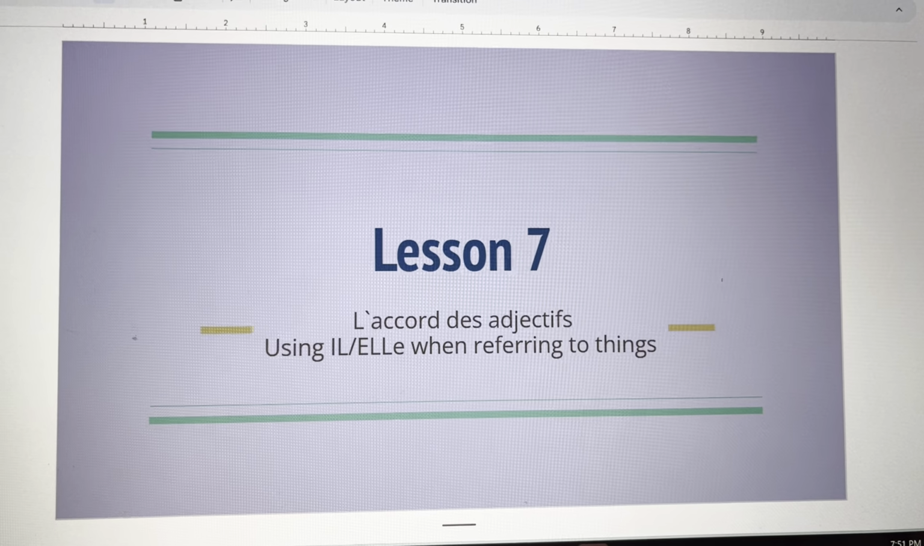So I'm going to read this question again and the answers. Qu'est-ce que c'est? C'est un livre. Or, ce sont des livres. Il est très intéressant. Ils sont très intéressants. Qu'est-ce que c'est? C'est une maison. Ce sont des maisons. Elle est grande et blanche. Elles sont grandes et blanches. Okay, next slide.